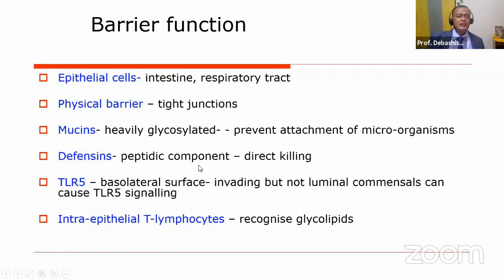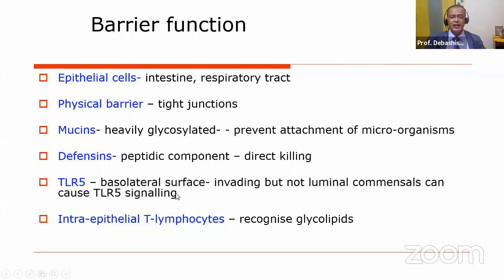Defensins are peptide components and they can cause direct killing of microorganisms. TLR5 is present on the basolateral surface, and only invading bacteria, not the luminal commensals normally present in our gut, can cause TLR5 signaling. TLR5 signaling can activate the innate immune response and also the adaptive. However, the TLR5 does not get activated by commensals because our body, the GIT and respiratory tract, has a whole lot of microorganisms.